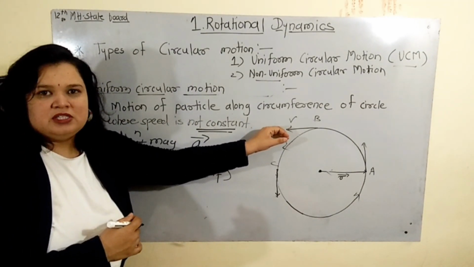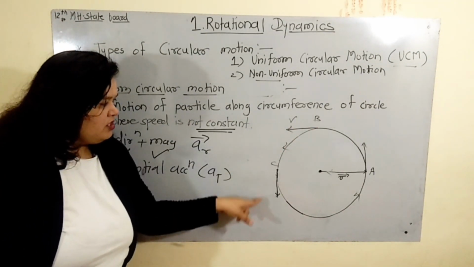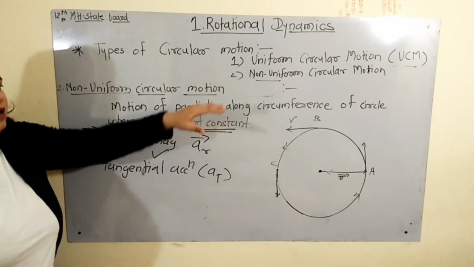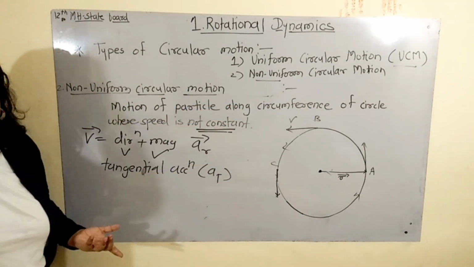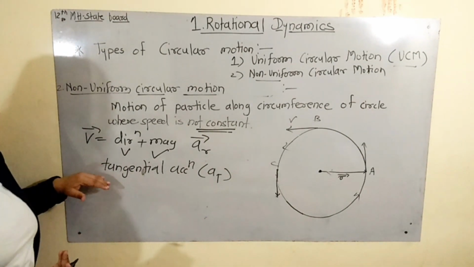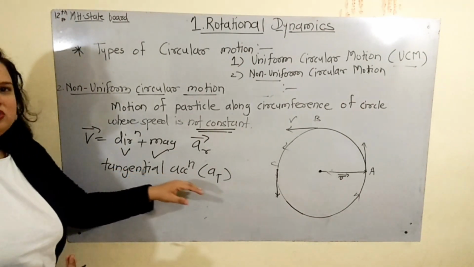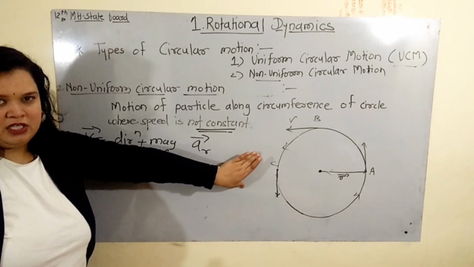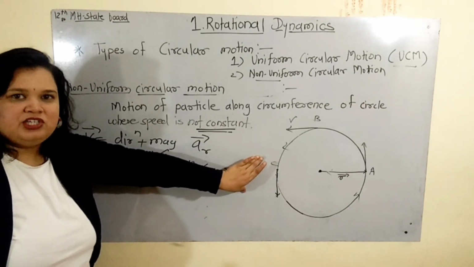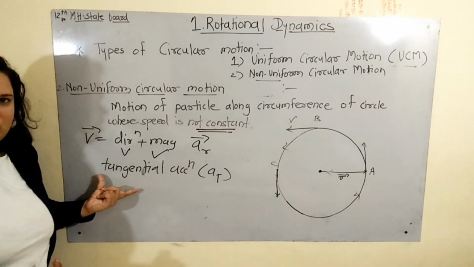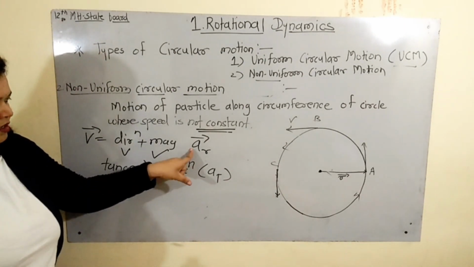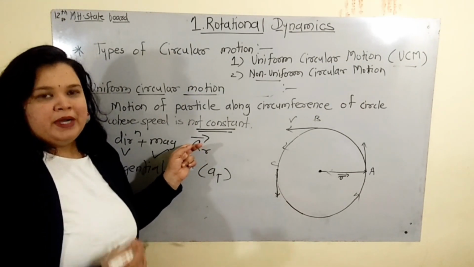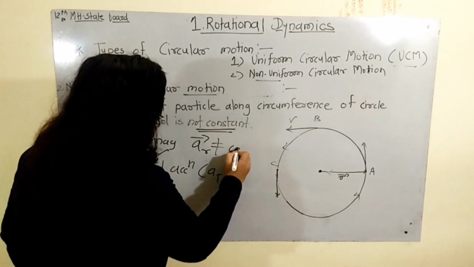Here in non-uniform circular motion, velocity is always tangential, means radial acceleration is there, but the magnitude of velocity goes on changing. This magnitude changes due to acceleration, which is called tangential acceleration and which is denoted by a_T. Means in non-uniform circular motion, magnitude of velocity changes due to the tangential acceleration. This radial acceleration in uniform circular motion is a constant term, but here in non-uniform motion it is not constant.